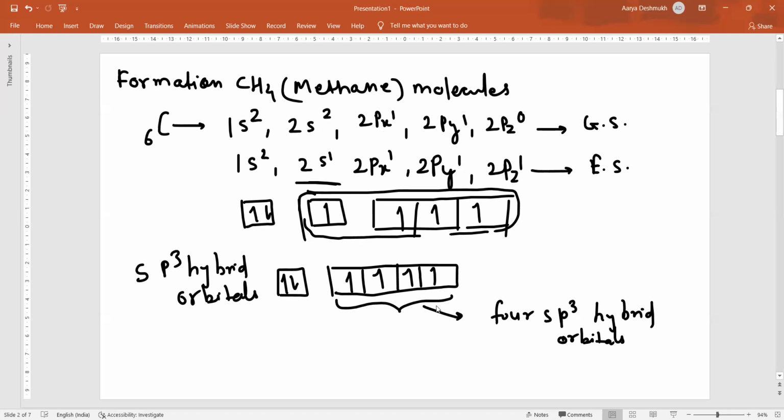And each of these sp3 orbitals with one electron overlaps axially with the 1s orbital of a hydrogen atom, because we are talking about the formation of the methane molecule. So we should not forget about the hydrogen atom. These four orbitals having an unpaired electron axially overlap with the 1s orbital of hydrogen to form one C-H sigma bond. And thus in the CH4 molecule, we have four C-H bonds formed by sp3 s overlap.